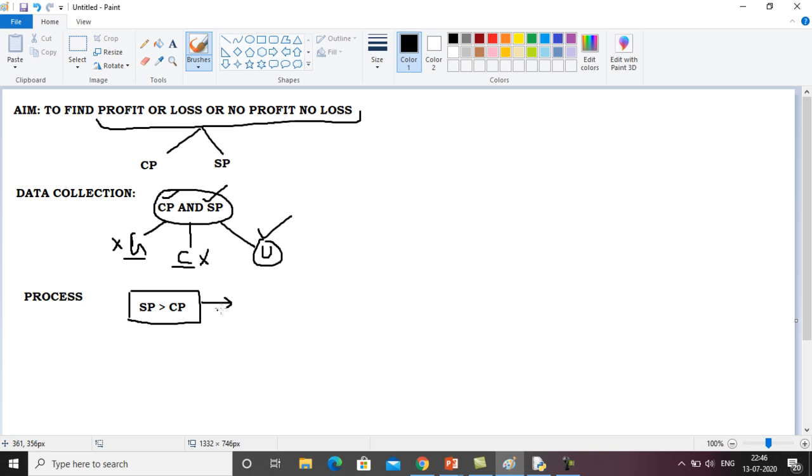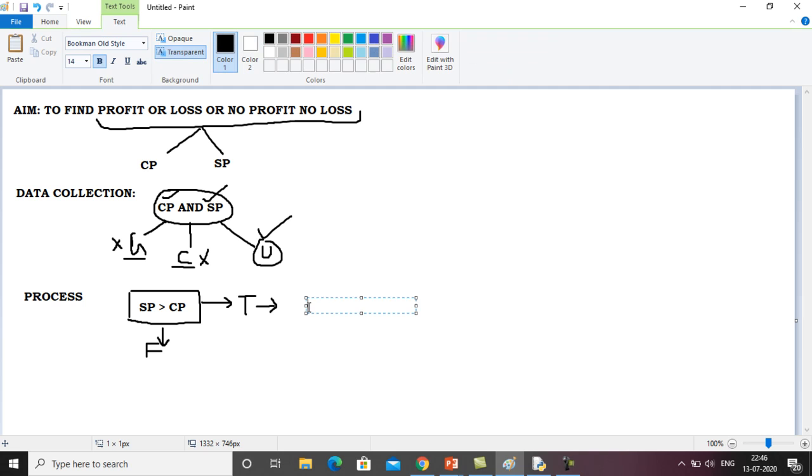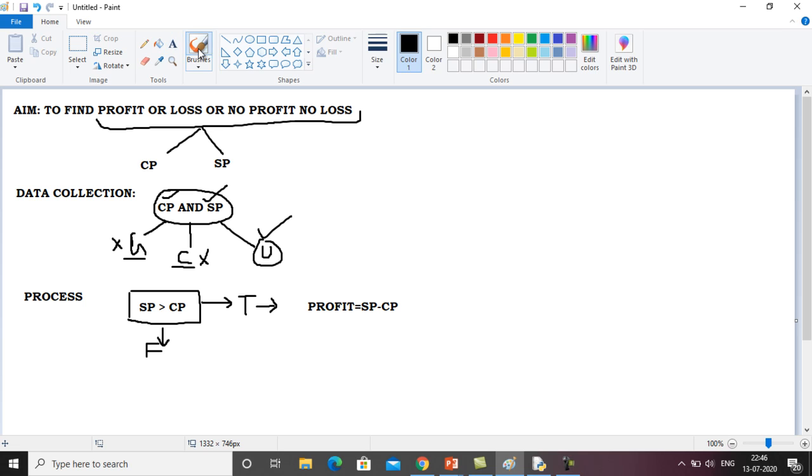Obviously there may be two answers in this case. Either this condition is true or this condition is false. Suppose this condition is true, then it means that the person is getting a profit. And how can we get the profit? Profit is calculated as SP minus CP. Then we will show that the person is getting a profit in this situation, when the value of the selling price is more than the cost price. But suppose that is not greater than the cost price.